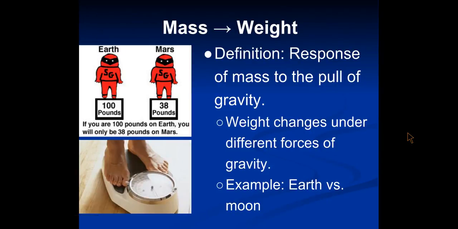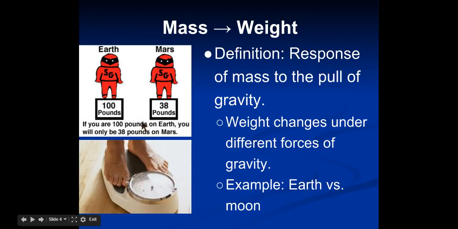One thing you are going to hear a lot of is people using the terms weight and mass as the same thing. They actually aren't the same thing. There is a difference between mass and weight. Weight is actually the response of mass to the pull of gravity. I would have a different weight if I were on the moon. The more gravity a planet has, the more weight I feel.